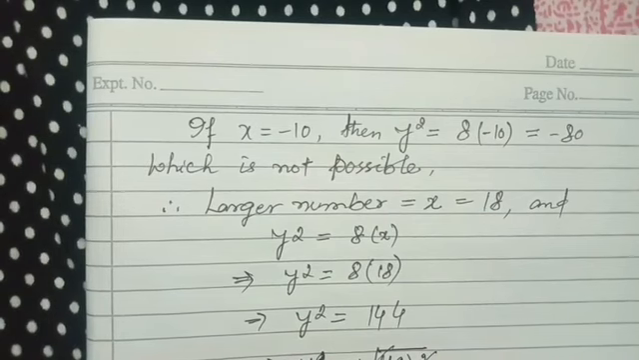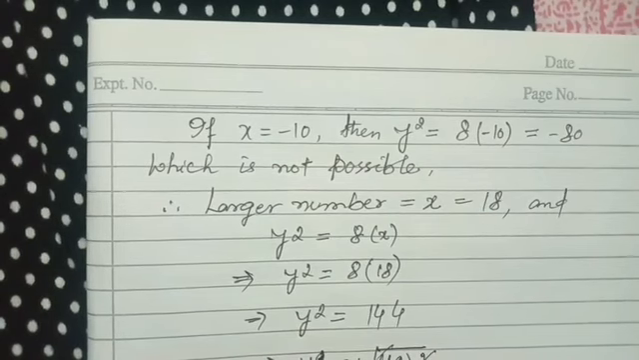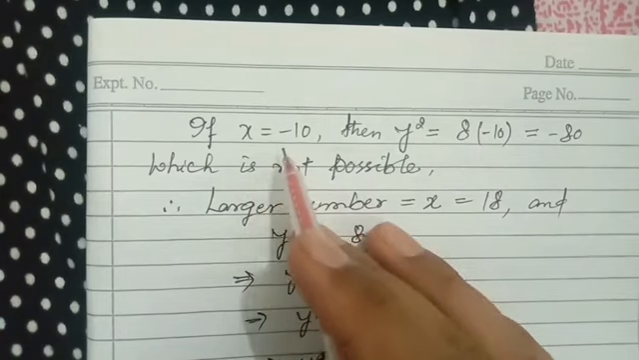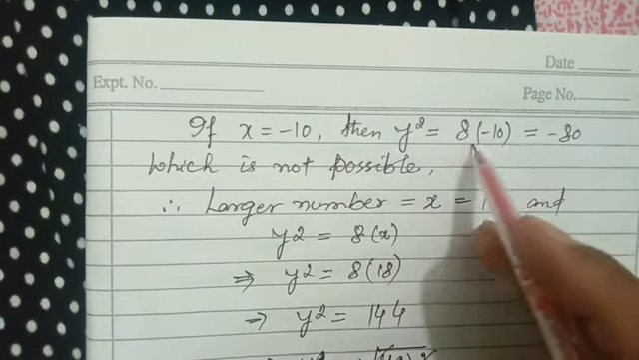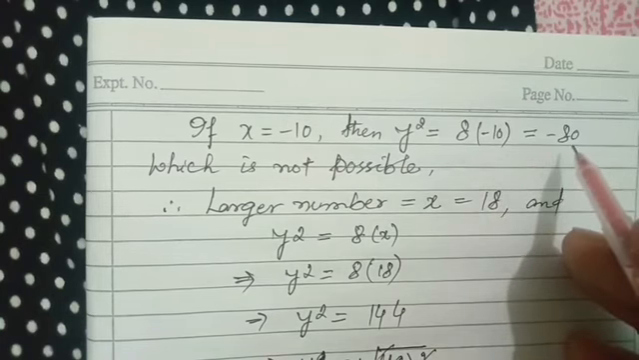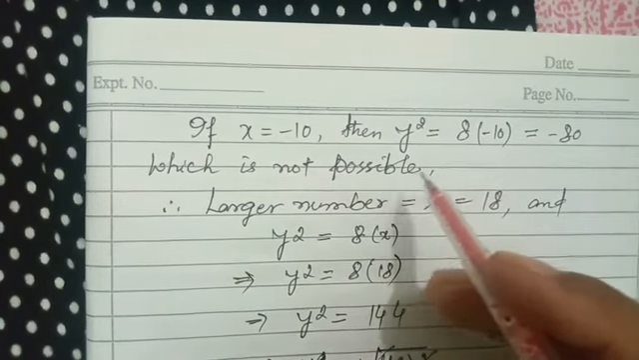Now we have two values of x, one is minus 10 and another one is 18. If I take x equal to minus 10, then y square will become equal to 8 into minus 10, that's minus 80. But we know this is not possible.